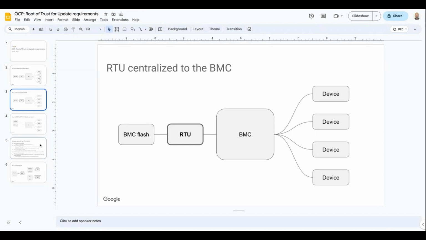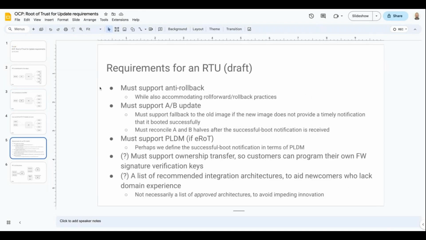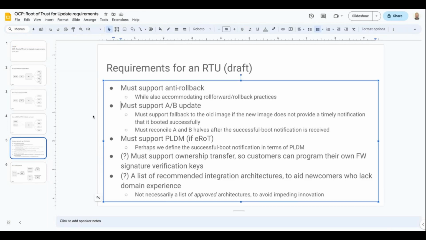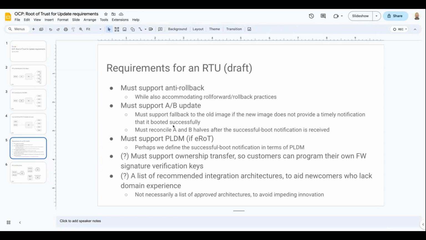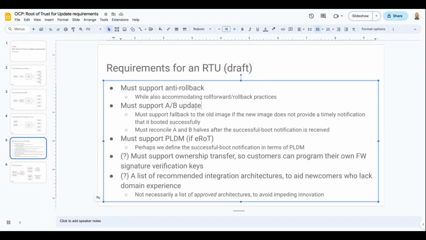Mhm. Are there elements in this list you can spot that you'd say are not required for this symbiote case? Well, that's what we were just saying. AB would not be required. Right, as long as it has a recovery. And in fact, I would say the requirements are more like you must have a recovery path and not worry about AB.